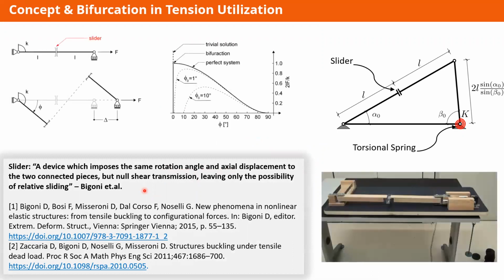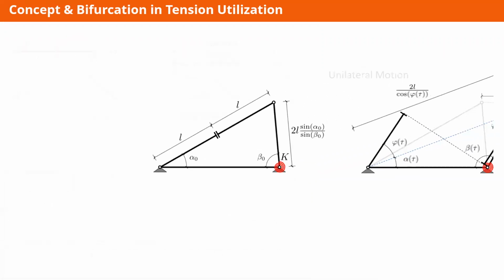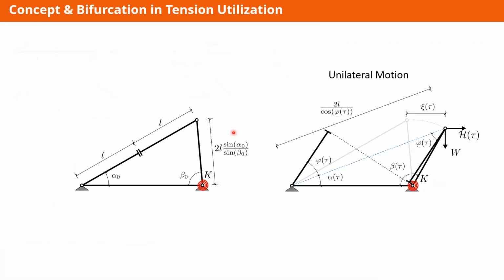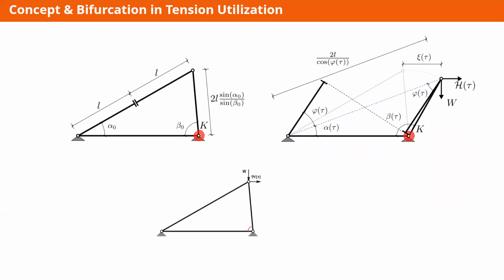This enables the bifurcation in tension phenomenon, which was discovered, detailed numerically and also experimentally by the Solid and Structural Mechanics group at the University of Trento. The presence of the slider fits the system with a single degree of freedom that is able to show this unilateral motion, as shown here in this simple animation.